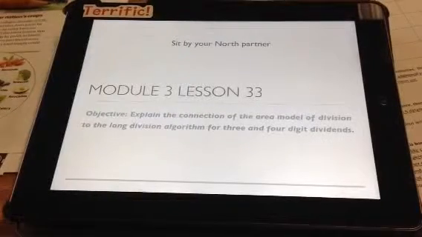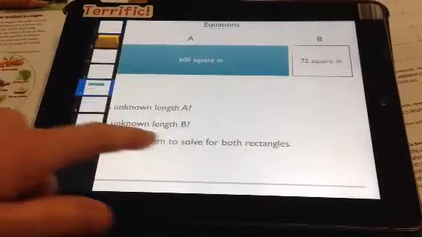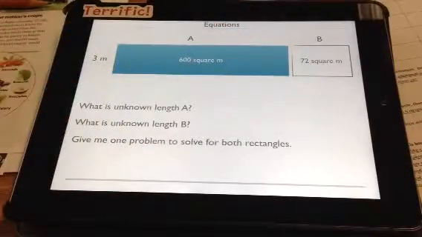All right, we are working with lesson 33, and we are going to be looking at the area model and connecting the area model with the algorithm. So the biggest thing I wanted to look at is this is our problem we have taken and broken up, and because we've broken it up, I now have two problems to solve. So let's solve for the first one, which is what is the unknown length of A?